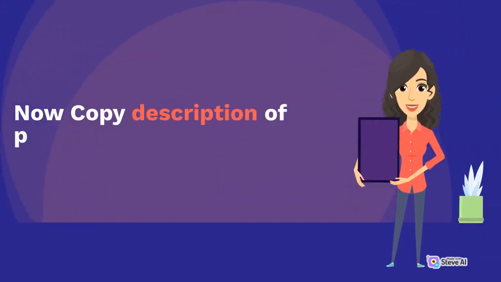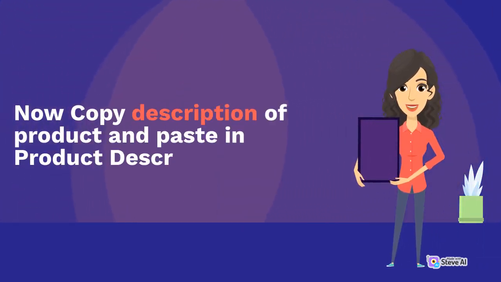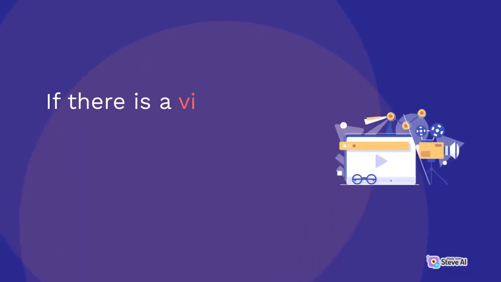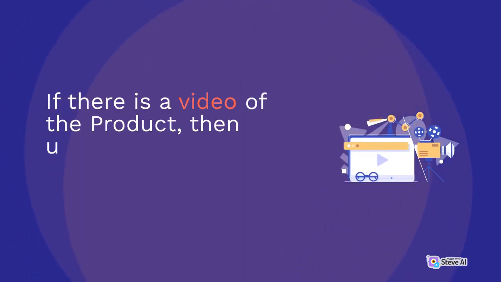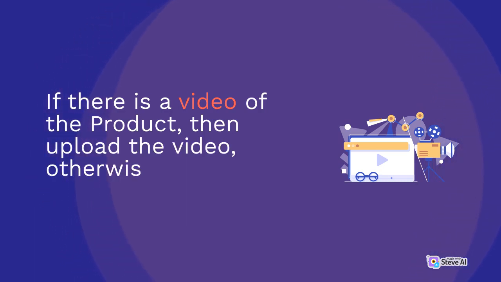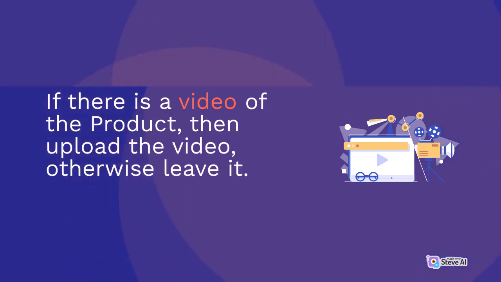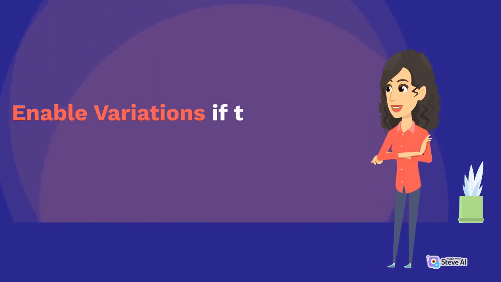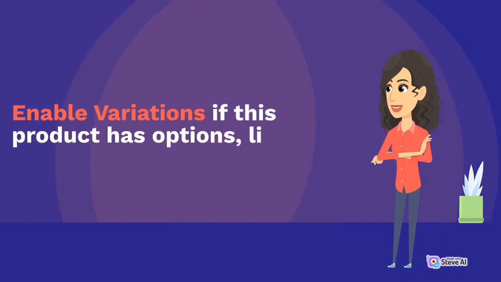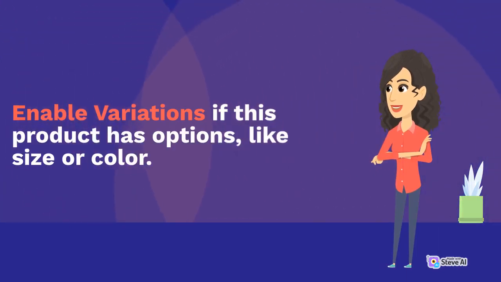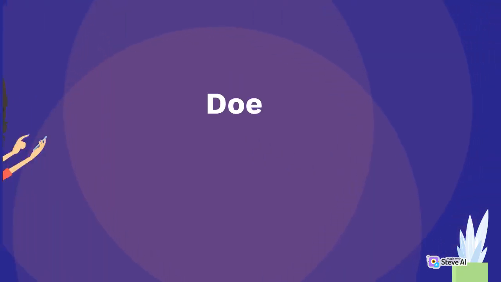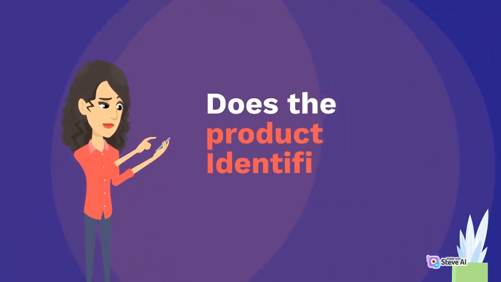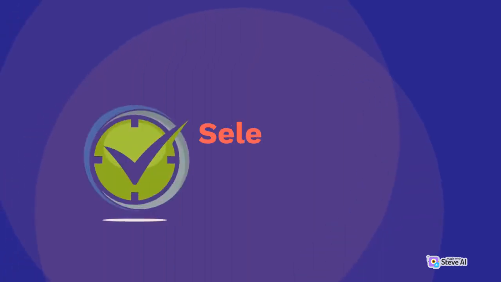Now copy description of product and paste in product description. If there is a video of the product, then upload the video, otherwise leave it. Enable variations if this product has options, like size or color. Does the product have an identifier code? Select yes or no.